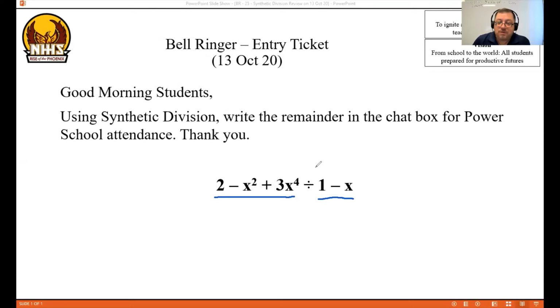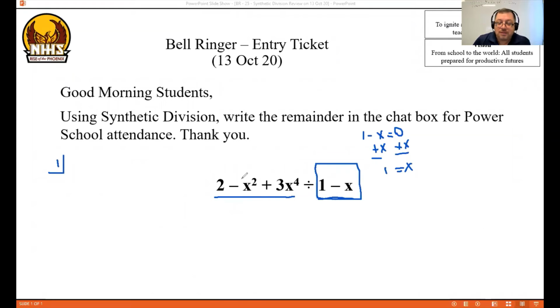So let's first look at the divisor here. Divisor is 1 minus x. So we have to think about that. Well, 1 minus x is equal to 0. I add x on both sides, and then I get x equals 1. So remember, 1 is the solution that we want to use when we're dealing with synthetic division. But you first have to do that.